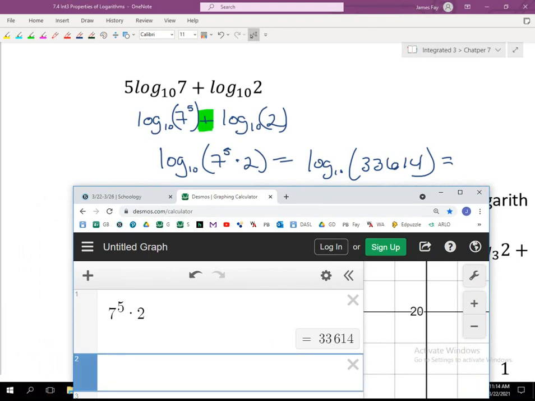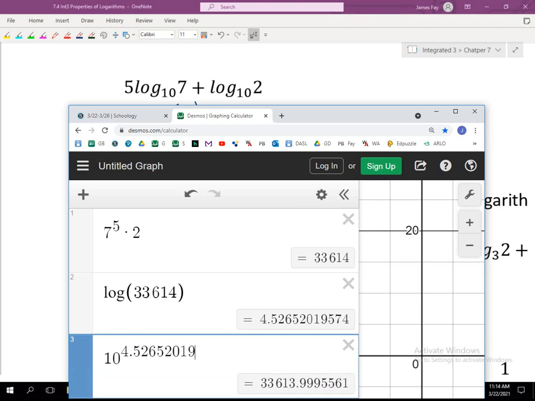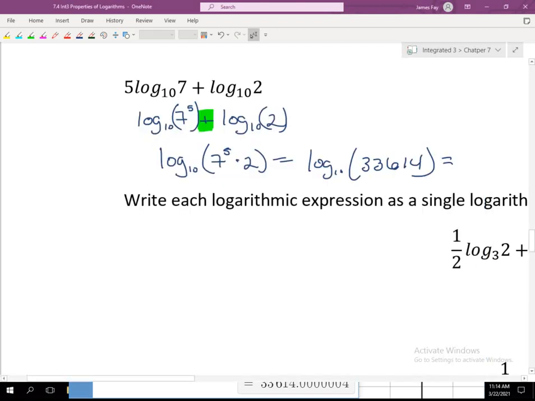So now if I ask the calculator, what is log of 33,614? It's that number right there. So that's what I need to raise 10 to, because it's always what I raise my base to, to get that 33,614 number. Is this okay?